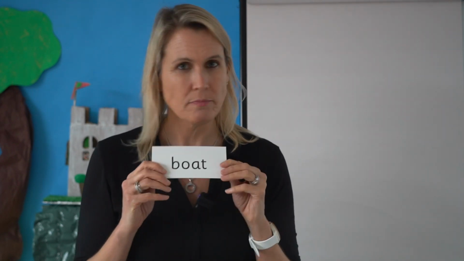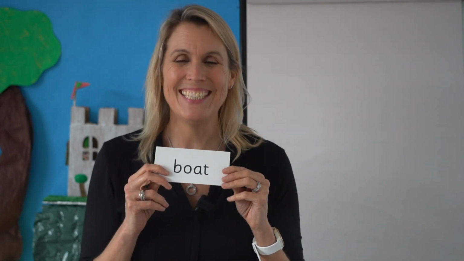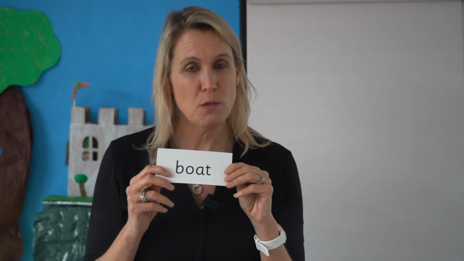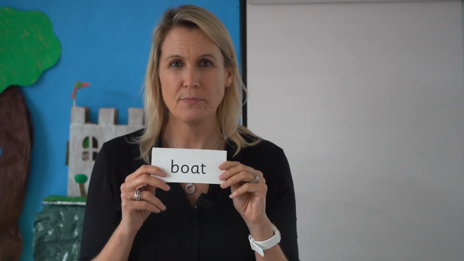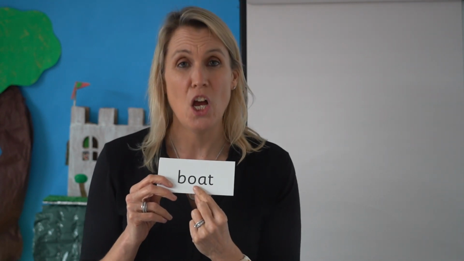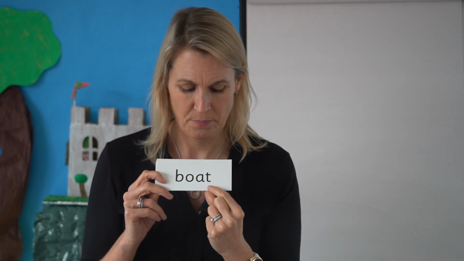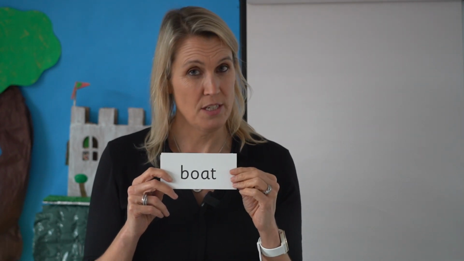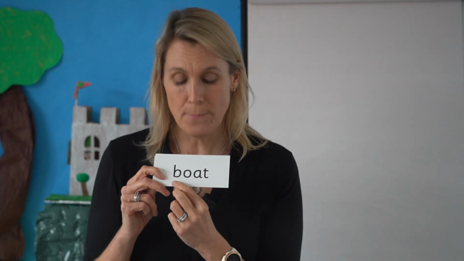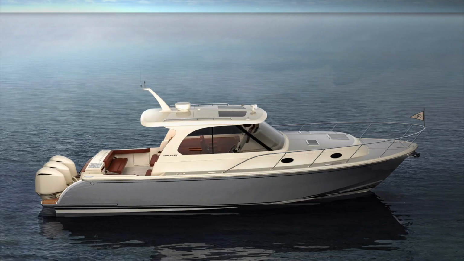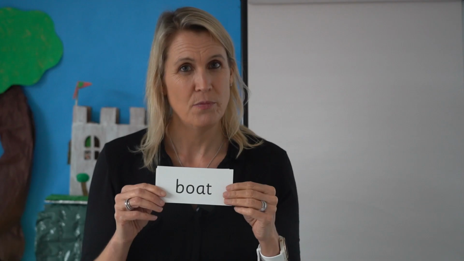I want you to read the words and then match each word to the correct picture. Have a look at this one. Remember what a digraph is? Yes, two letters, one sound. Can you spot the digraph? Yes, the digraph is oa. Read each sound as I point, then blend and read the word. Look at the pictures. Point to the picture that matches the word. B-oa-t, boat. Here is the picture of the boat. Did you get it right?